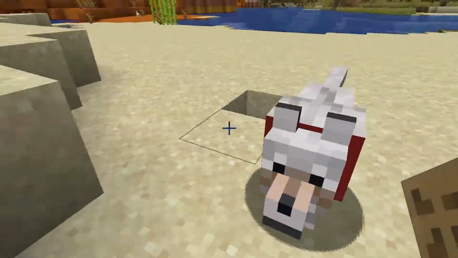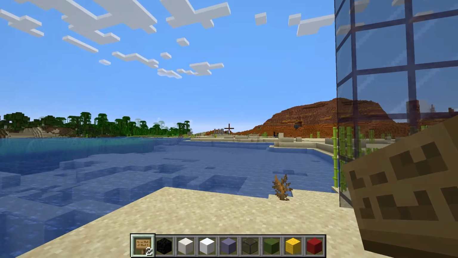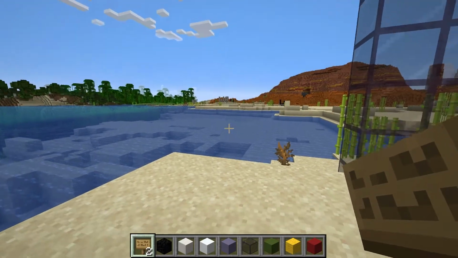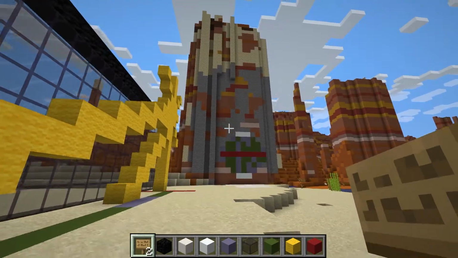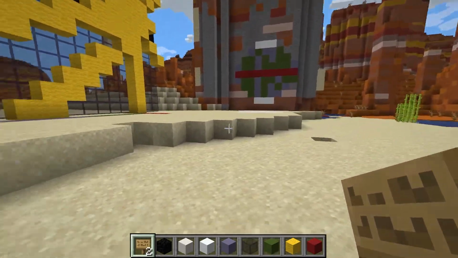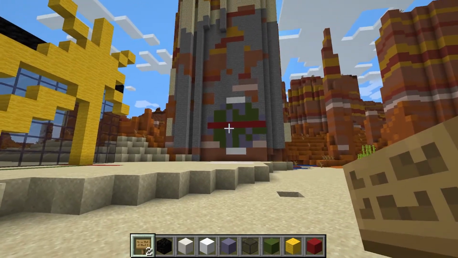Alright, as you can see, we have walked into the BW or also the desert climate, and I've built some things here. And today we will use those things. But first, let's get some things out of the way.